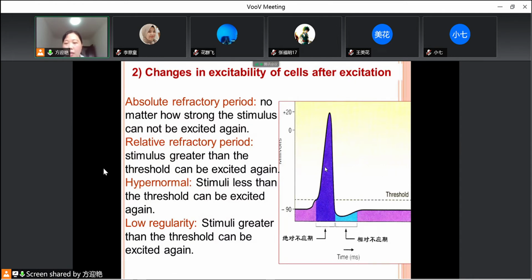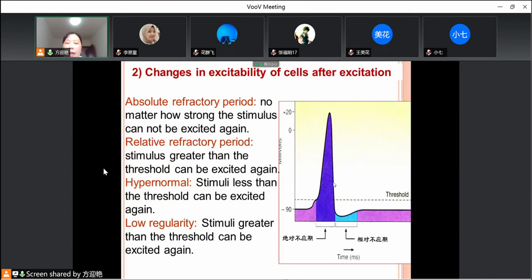So we found that the period between the first and the second stimulation is very short, about 1 microsecond, and during this period we cannot produce another action potential. We call this period the absolute refractory period. During this period, the cell's excitability is 0.